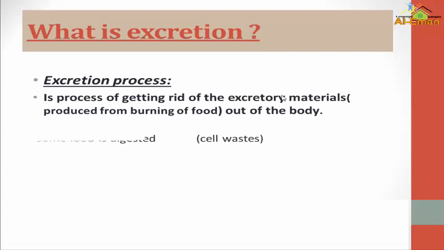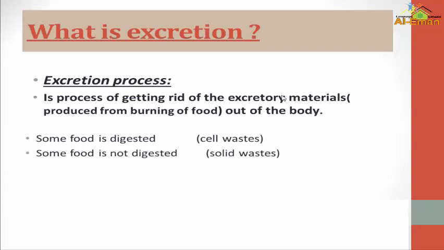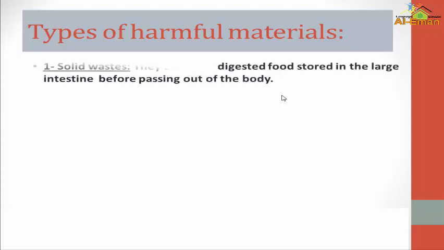As we know, some food is digested, which produces cell wastes, and some food is not digested, which is called solid waste. Let's see together the types of harmful materials that our body needs to get rid of. Number 1. Solid wastes. They are the undigested food stored in the large intestine before passing out of the body. This is the first type of harmful material.